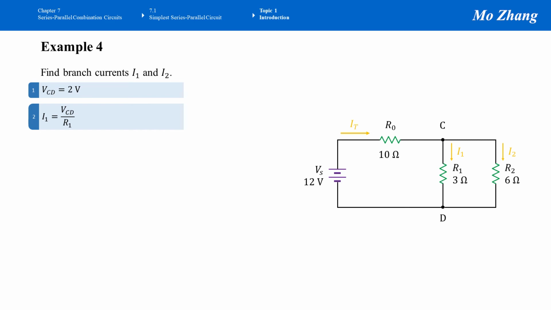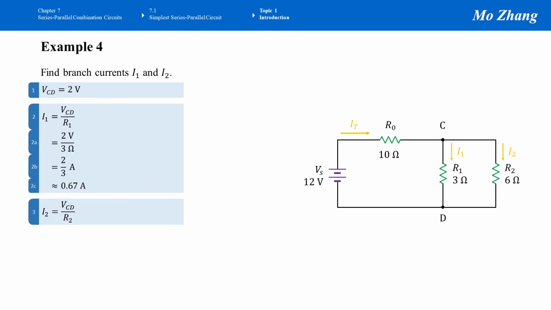So I1 equals VCD over R1. Plug in the numbers. VCD is 2 volts divided by R1, 3 ohms, which is 2/3 amps. Punch these numbers into a calculator. The number is infinitely long, and we just need to keep 2 digits after the decimal point. So I1 is rounded to 0.67 amp.